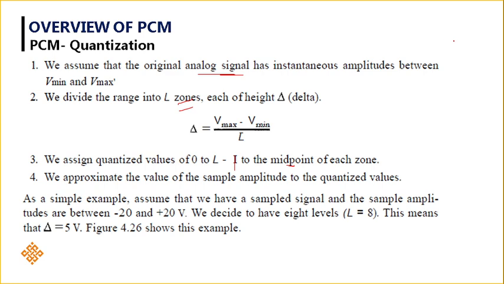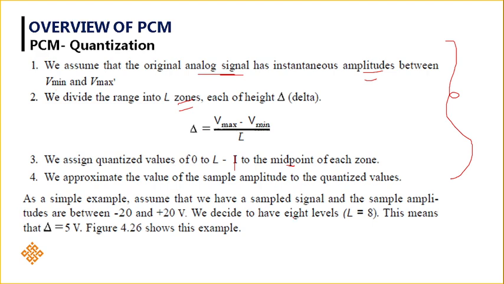In order to understand all these four steps, we need an example to show how exactly these four steps will work, which I will show in the next slide. As a simple example, let us assume, as I said, that the amplitude is ranging from V minimum to V max.